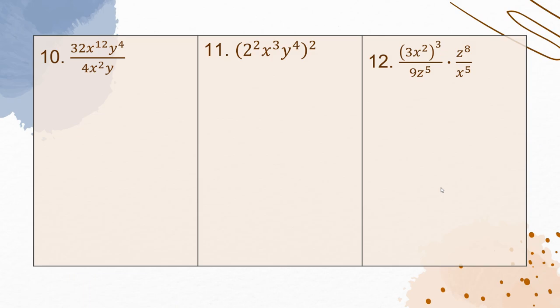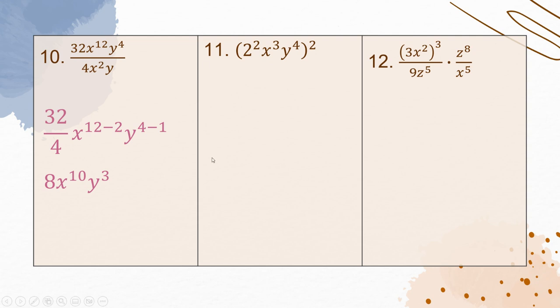Okay, let's look at number 10. Hopefully, number 10, we can take a look at and realize we're going to divide our coefficients, and we have two separate like bases here. So I'd have 32 divided by 4, x to the 12th, or x to the 12 minus 2, and y to the 4 minus 1, giving me 8x to the 10th, y to the 3rd.